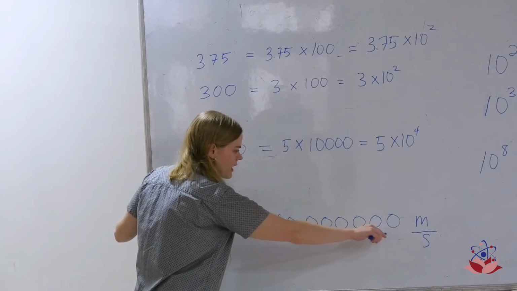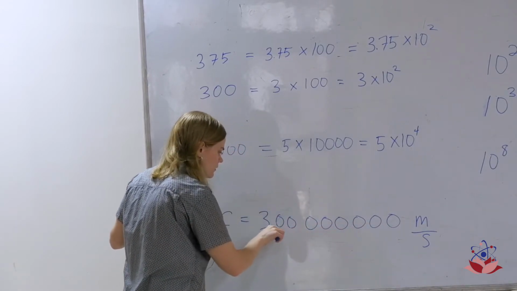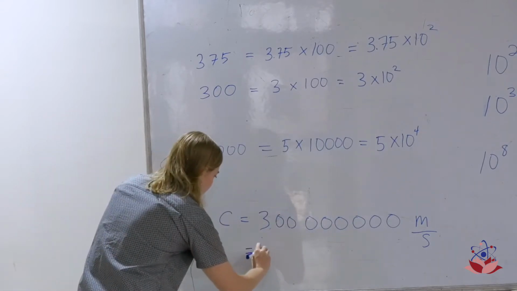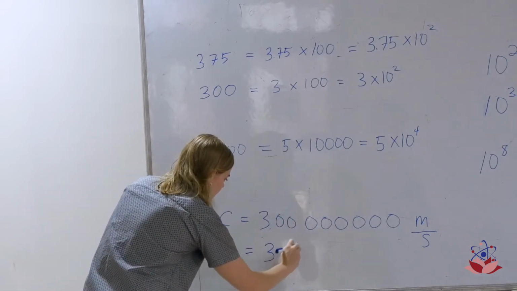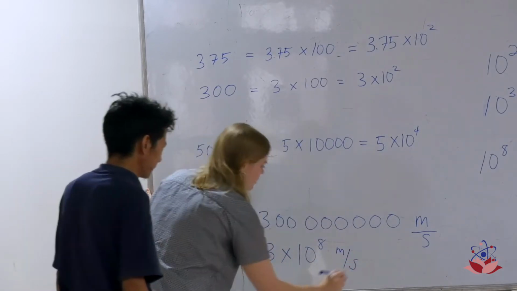So how many powers of 10 are we going to need? 8. So we can rewrite this as 3 times 10 to the 8 meters per second.